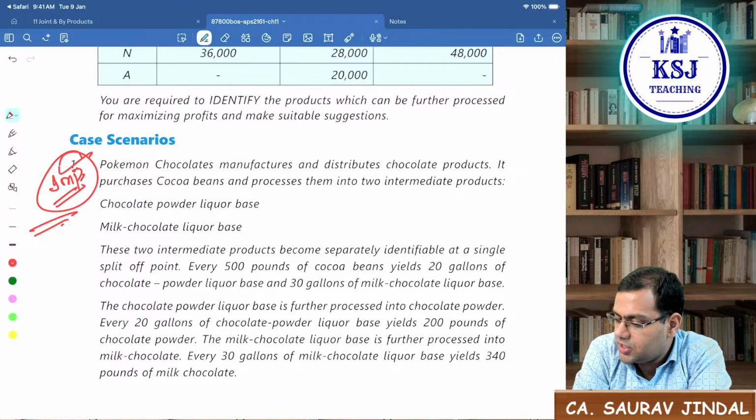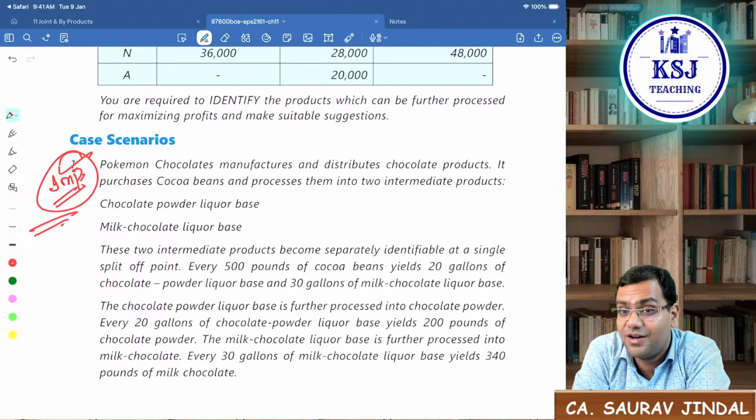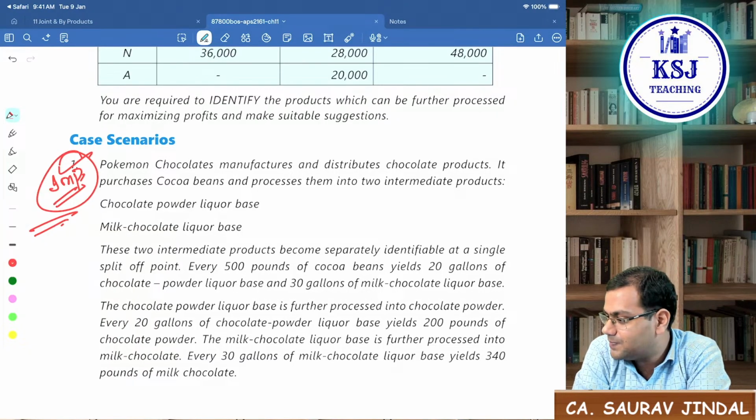So today's session will stop here. Joint and byproducts done. I want you people to practice joint and byproducts. Tomorrow we'll be doing standard costing, which is a very important topic, and most of the students are really fearful about standard costing. So we'll try and make it easy.